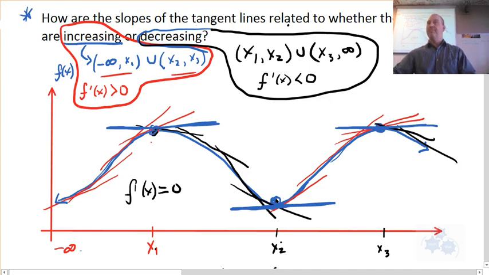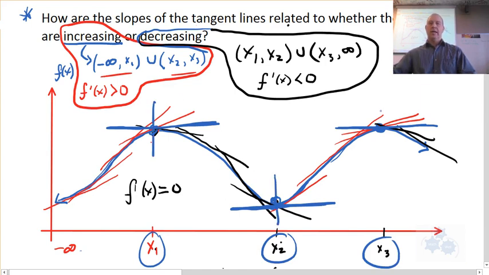Why are these points significant in this little explanation here? If I do this, this is where the intervals start and stop. That makes sense, right? So x1 is a point where the function changes from increasing to decreasing. x2 is where it changes from decreasing to increasing, and so on. So that's going to be important.